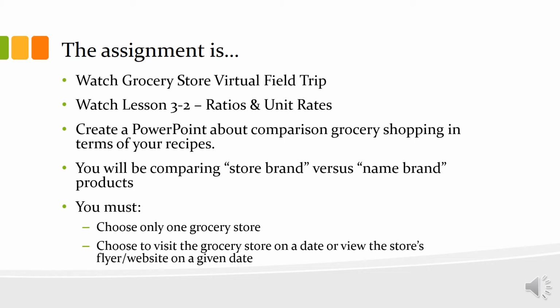You must do both of the following things. You're going to choose only one grocery store. You can choose any grocery store you'd like. I would recommend the one that's closest to you or the one that your parents use most often. Or you could choose to visit any grocery store on that date, or you can view the store's flyer and website on a given date to find the unit prices that you're going to need to find.